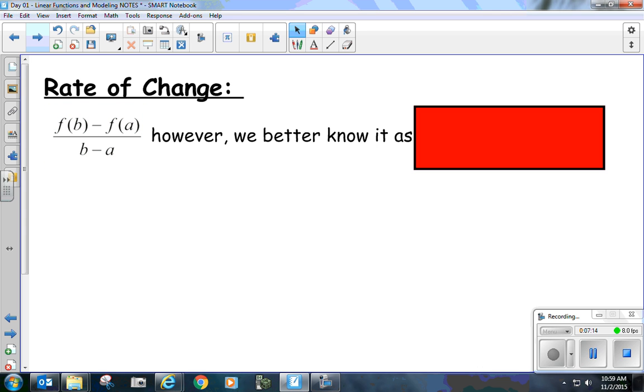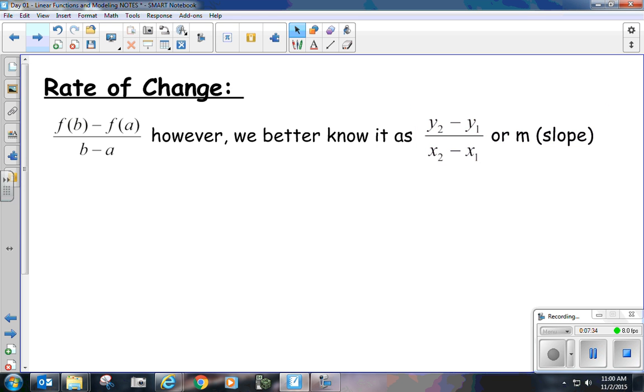In pre-calculus and in calculus, we actually do this in calculus. It's f of b minus f of a all over b minus a. However, we better know it as what? When it's the rate of change, what is that? Yeah, that's exactly what it is: y2 minus y1 over x2 minus x1. That's really the slope. The rate of change is your slope. Okay, which is your f value in your equation, your linear function, right?